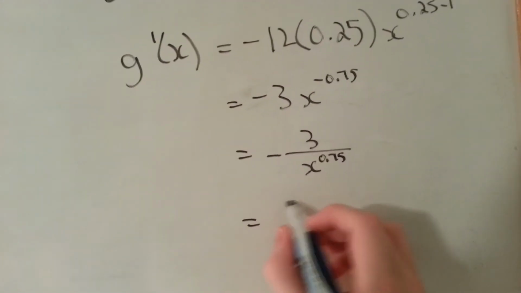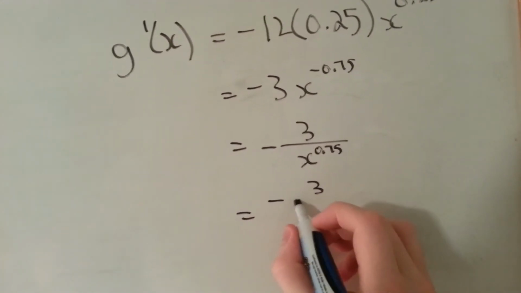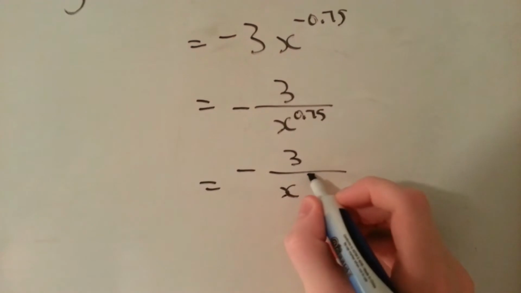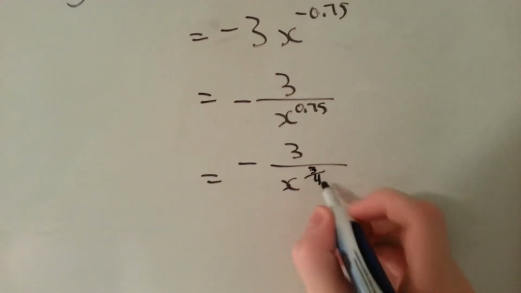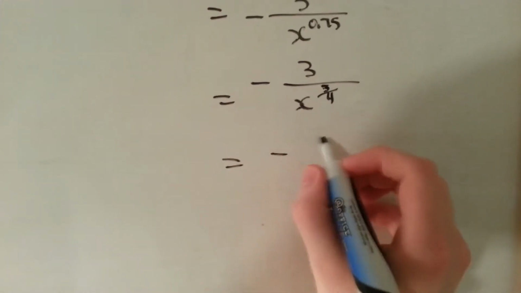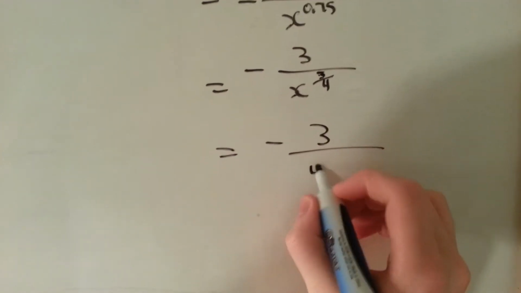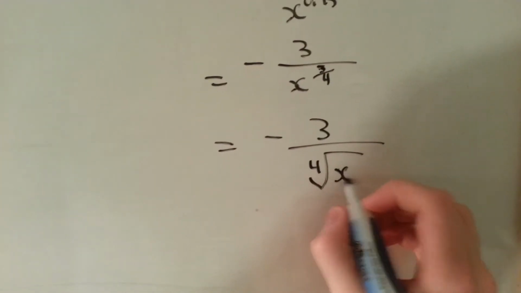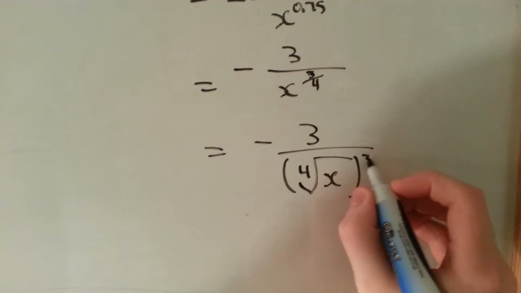We also know that 0.75 is 3/4, so we can rewrite it as negative 3 divided by x to the exponent 3/4. And finally, we can rewrite the power as a radical, so the final answer could be g primed of x equals negative 3 divided by the 4th root of x cubed.